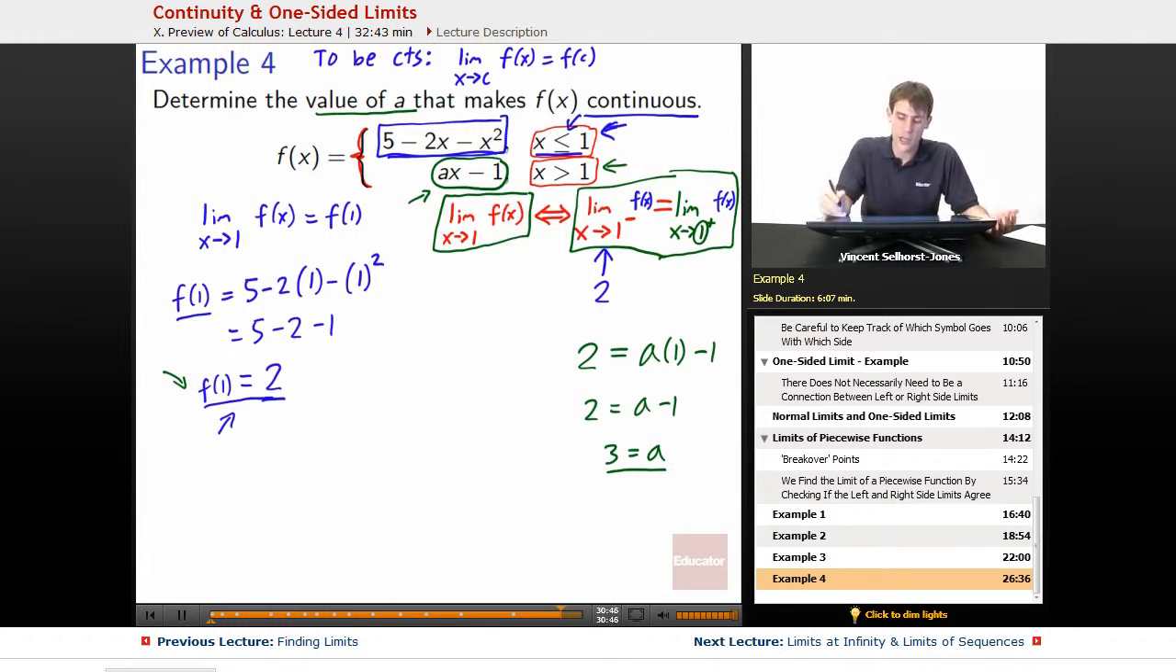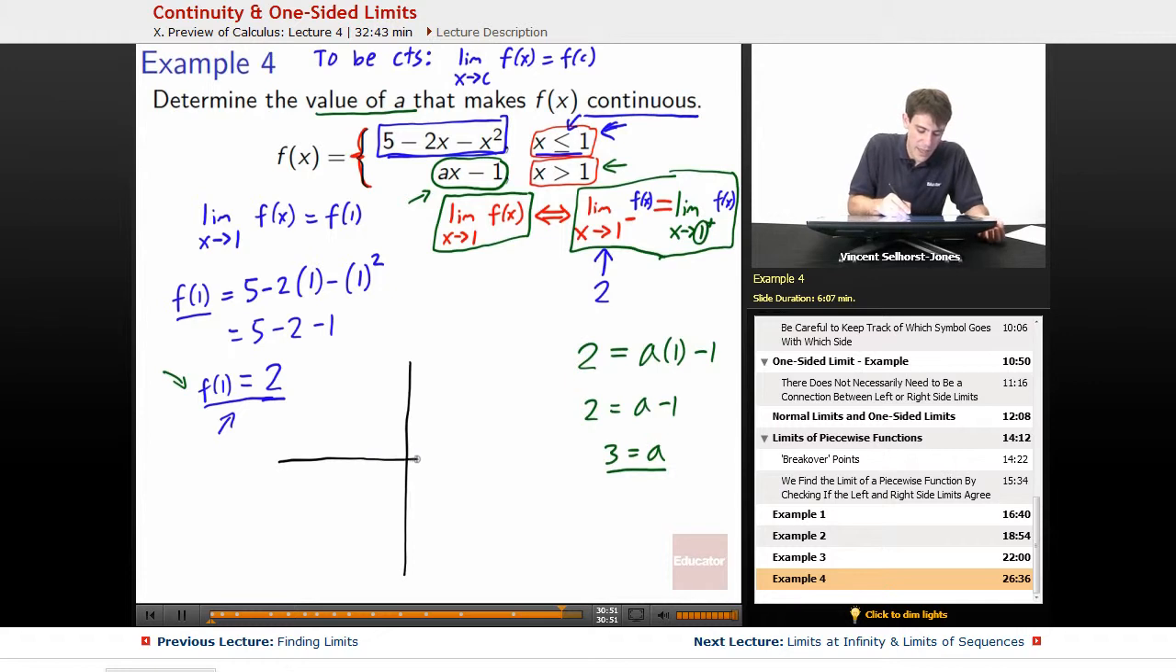Might be a little bit hard to understand what's going on, so it can really help to see this graphically. So let's draw a quick picture just to cement our understanding. That's how you do it technically, but it's really useful to understand what's going on intuitively as well. So our 5 minus 2x minus x squared would graph basically like this. And when we get to x less than or equal to 1, we jump over to the other one.